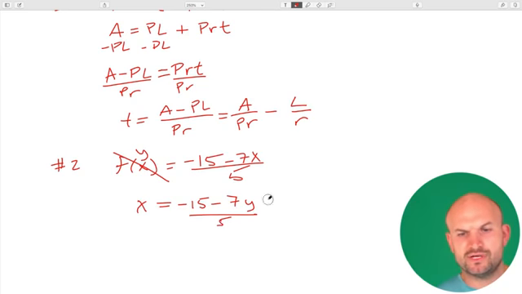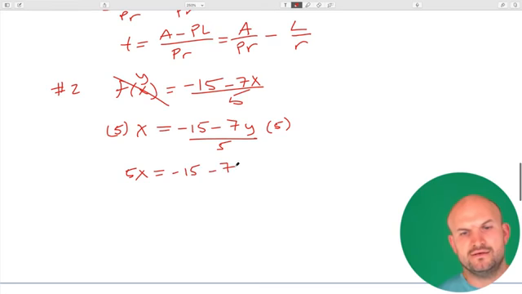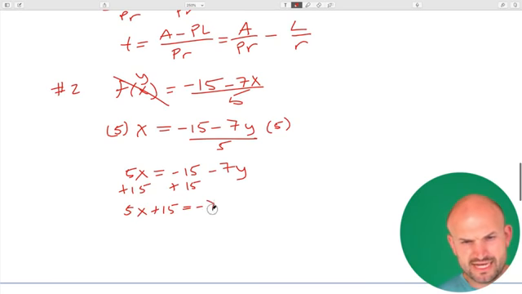So what I'm going to do is multiply by a 5 on both sides. Again, those 5s will divide out, so now I'm left with 5x equals negative 15 minus 7y. Add a 15, so therefore I have 5x plus 15 equals negative 7y. And this one's very similar to the last example.